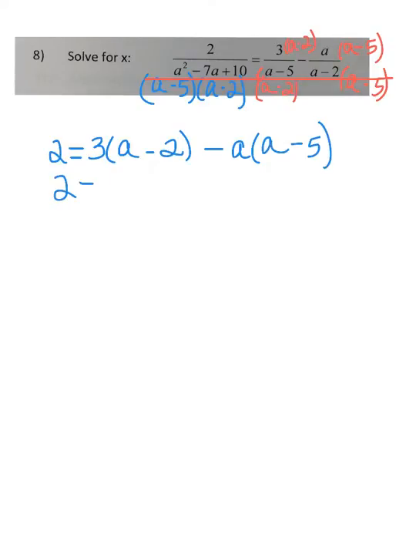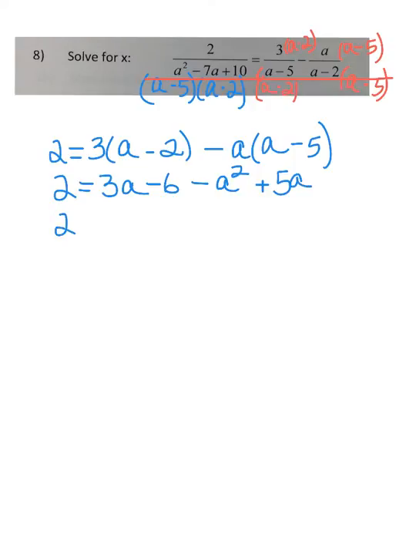Okay, so let's distribute here. So I have 3a minus 6. Now be very careful here. I am not only distributing this a, but I'm distributing this negative sign as well. So be careful when you distribute that you distribute that negative sign. So that's going to give me negative a squared, and that will be a plus 5a. Okay? All right, so let's keep going.